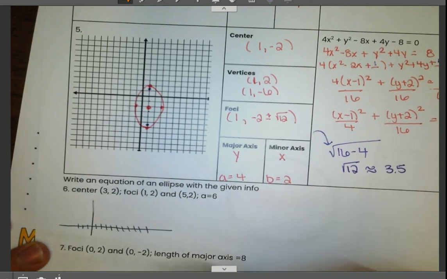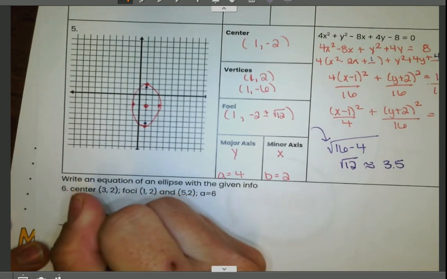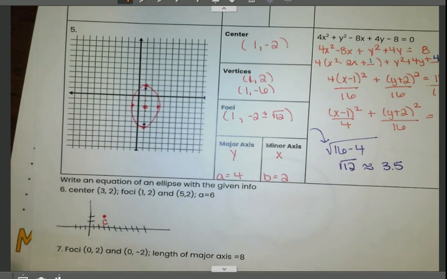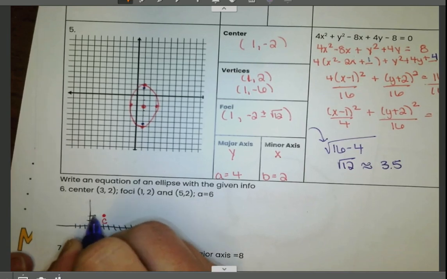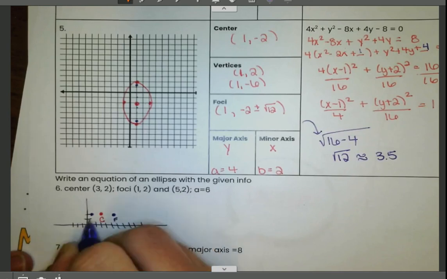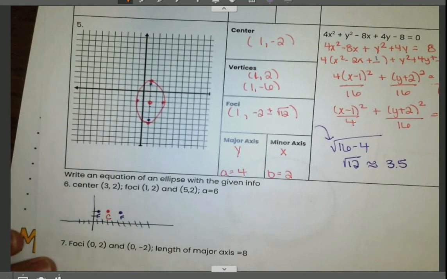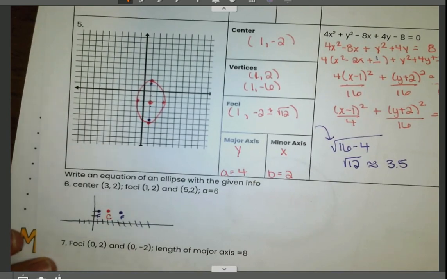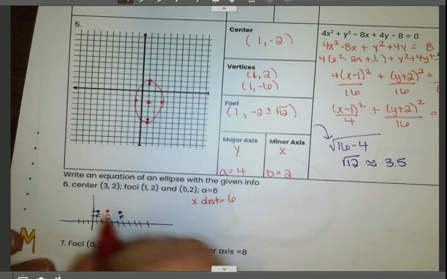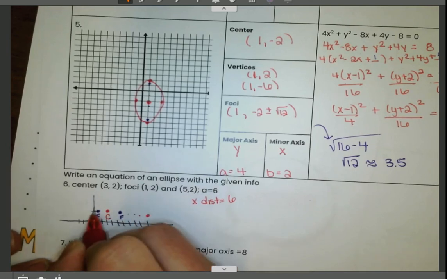So I've got a center at 3, 2. Both foci: 1, 2, and 5, 2. 3, 4, 5. You can label them if you need to help you keep things organized. And then we've got an x distance, or our major axis, of 6. So I'm going to go 6 from each side of the center. So 1, 2, 3, 4, 5, 6.